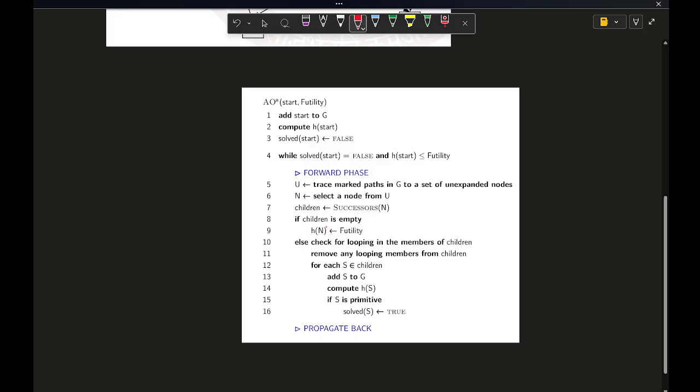Does anyone know what this means? Like, what are we doing here?